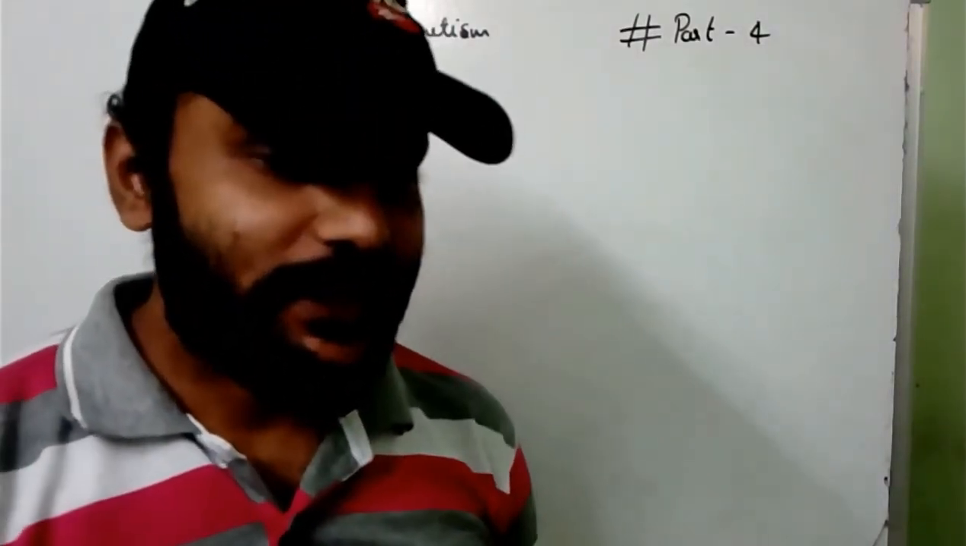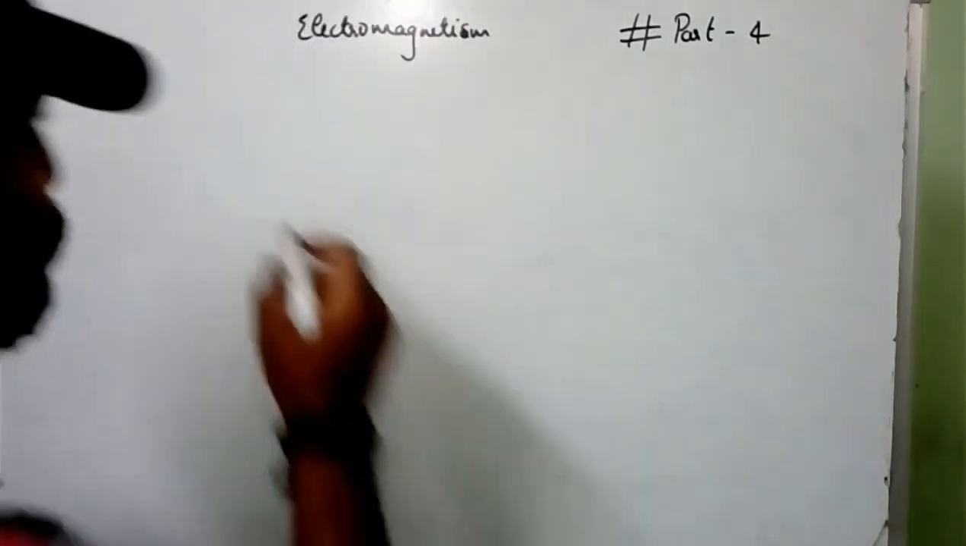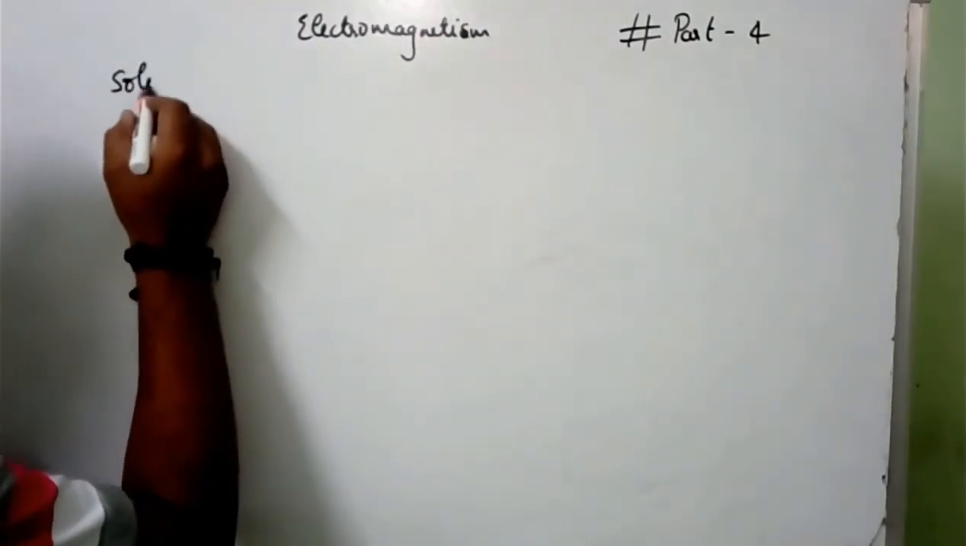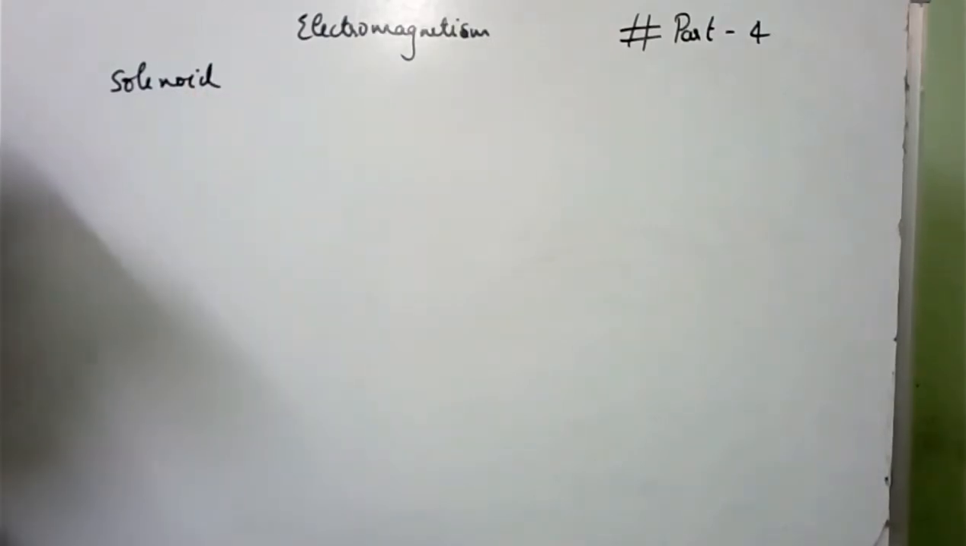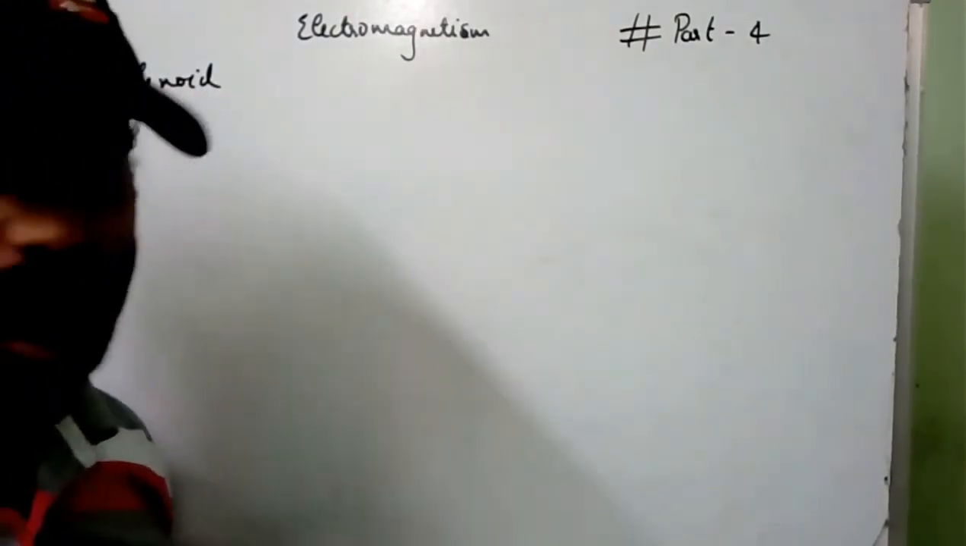So we have completed the solenoid concept. That was our last concept. That is our what? Solenoid. So we came to know what is meant by a solenoid and what the properties of a solenoid are.